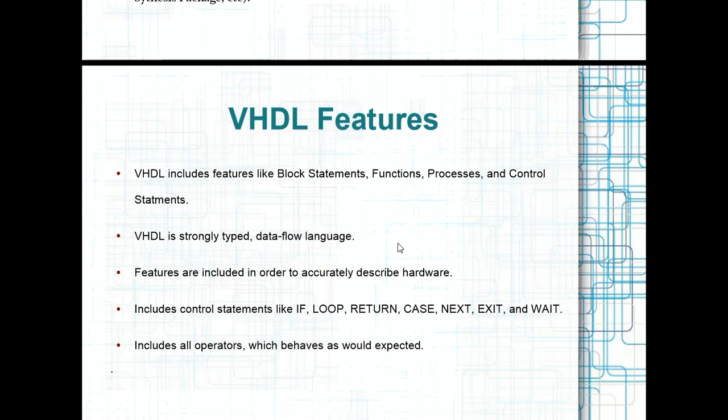VHDL has many features that can be implemented in similar fashion to those of programming languages. We have things such as block statements, functions, processes. We have control statements, which is a big one. VHDL is strongly typed, and it is also a data flow language.